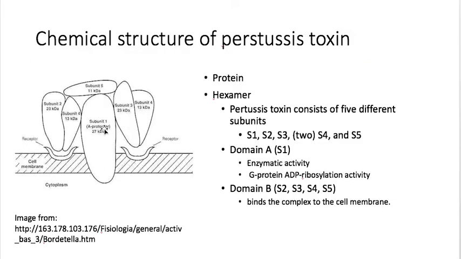So this is the chemical structure of pertussis toxin. It's a protein, as I mentioned before. It's a hexamer, which means that it's made out of 6 different subunits. Actually, subunit 4 is repeated, so it's made out of 5 different subunits, but it's 6 total. And it's an AB5 exotoxin, which basically means that there's 2 domains, an A domain and a B domain. The A domain is the subunit 1, and the B domain is composed of the rest of the subunits.